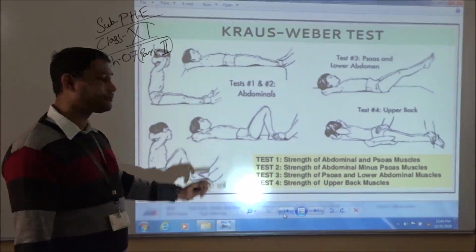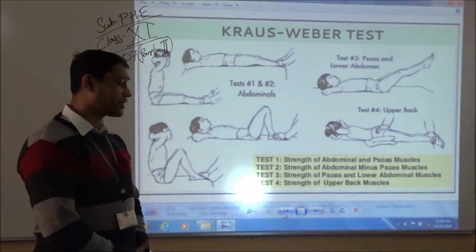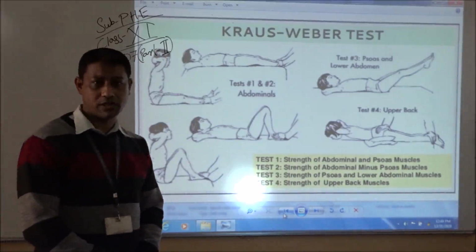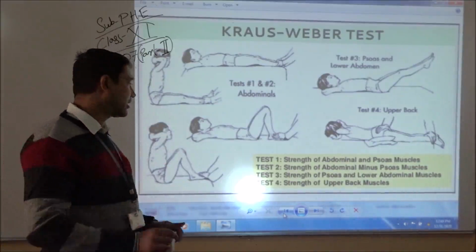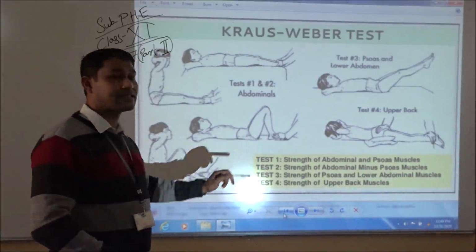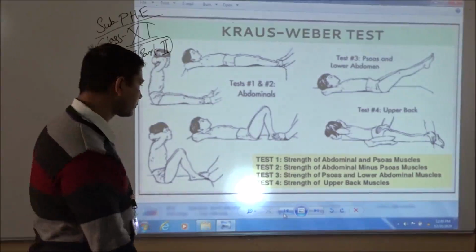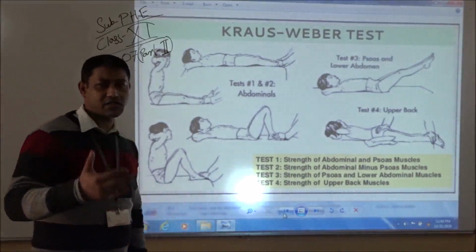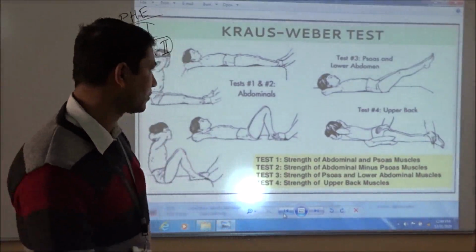In the second test of the Ross-Weber test, the subject needs to lie down in supine position with hands behind the neck. Here the difference is that the subject's knees should be flexed. So with the flexed knees, the subject needs to perform 1 sit-up.